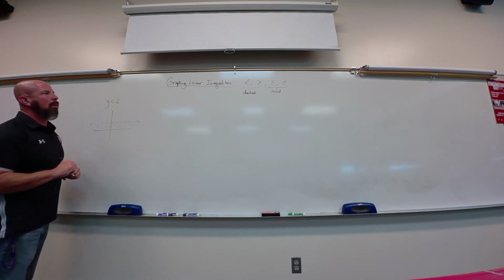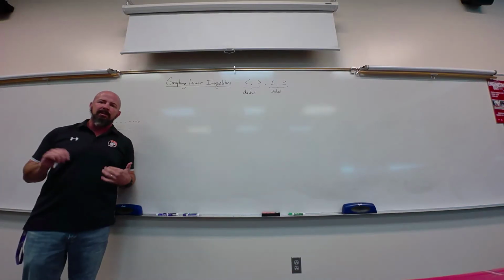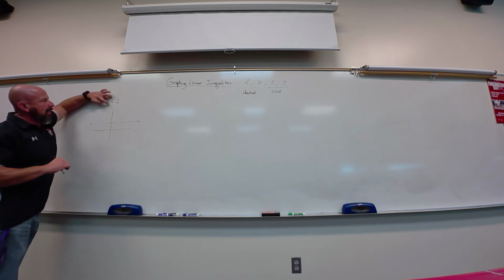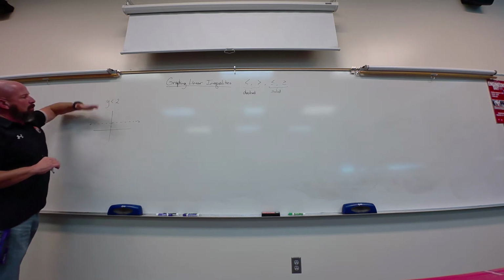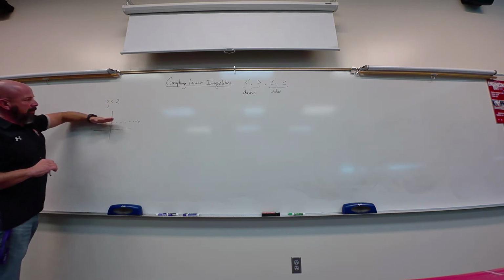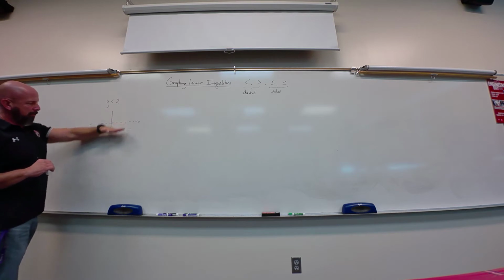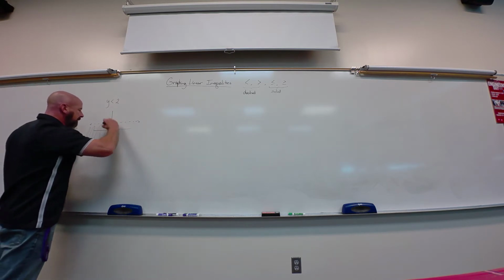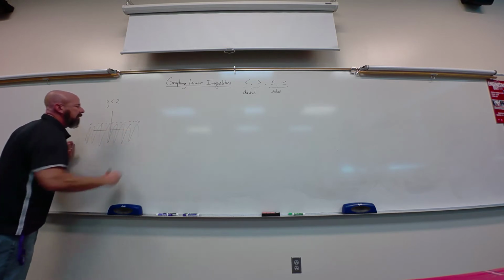So what we also have to do is shade the region that's true. Y is less than 2. So where the y value is less than 2, they're either above the line or below that dotted line. And if they're going to be less than 2, they're below. So this would be my solution, that whole region.